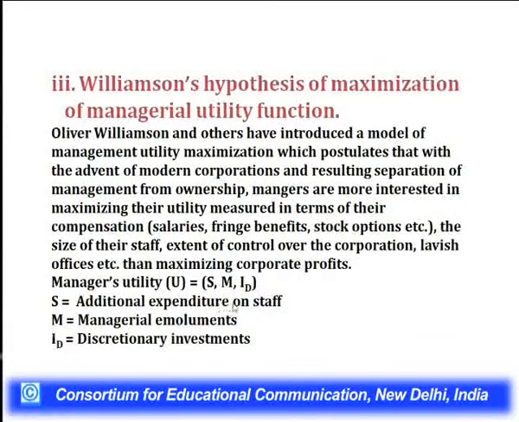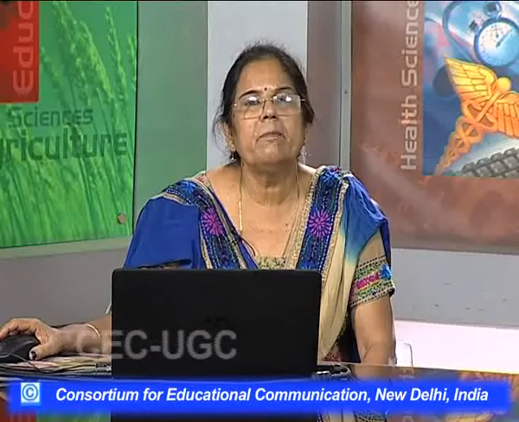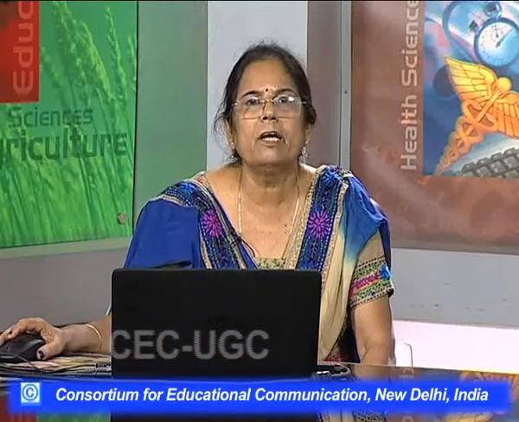S is for additional expenditure on staff, M is for managerial emoluments and ID is for discretionary investment. So, according to Williamson's model, instead of profit maximization, the firms in the modern world maximize the managerial utility function, which depends upon the powers of managers, their power of discretionary investment, how many members are working under them and what facilities or perks they are getting. They want to maximize that, and you find that this is happening in today's business firms, that the CEOs or the managers are getting huge amounts of salaries and perks, and profit maximization is not the sole objective of the firm.